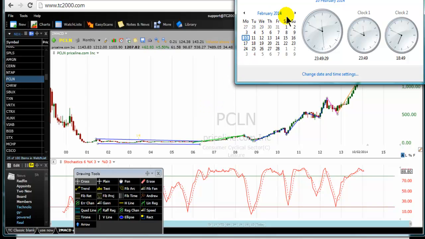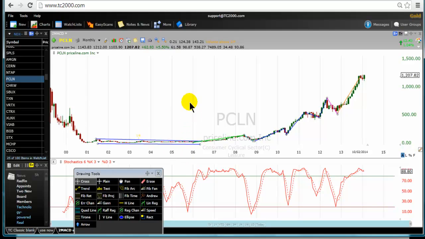Today is the 10th of February 2014. The time in London is 49 minutes past 11 p.m. In New York, 49 minutes past 6 p.m. Let's get started.